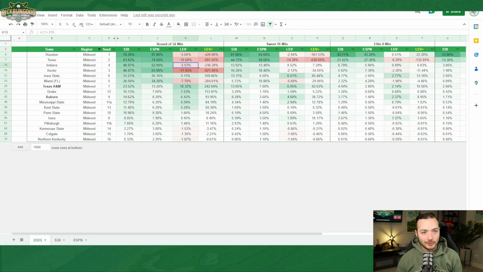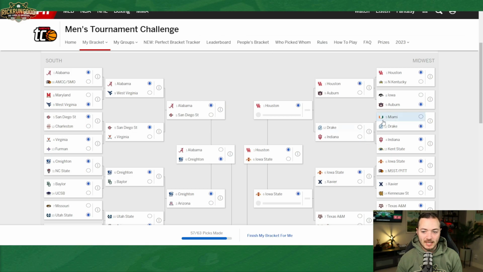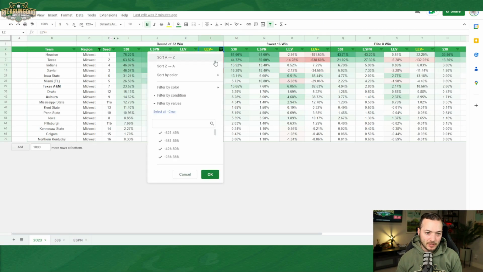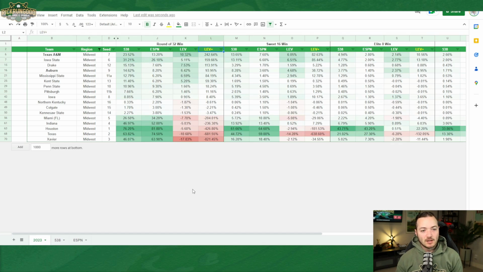So here's what we'll do here. We'll take one of each. We will take Indiana to beat Drake and run into Houston. We will take Texas A&M to beat Texas. This is a little bit scary, but Texas A&M is super high leverage.